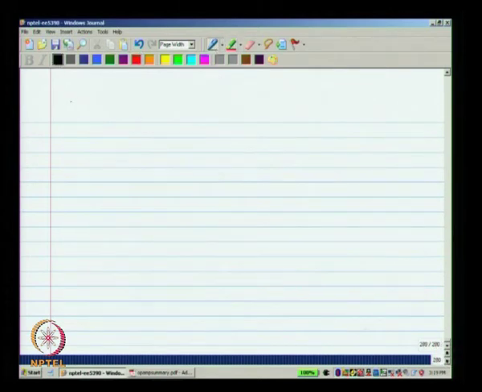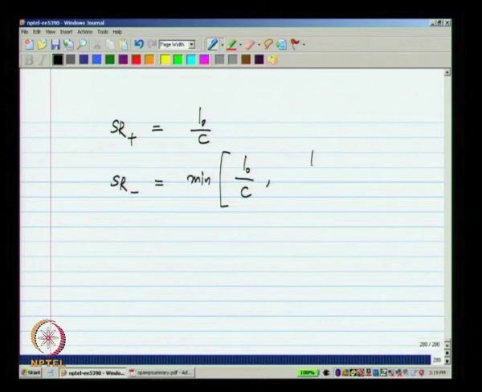So, in the two stage op amp, the positive slew rate is I naught by C, and the negative slew rate is whichever is smaller of I naught by C and I12 by CL plus C.